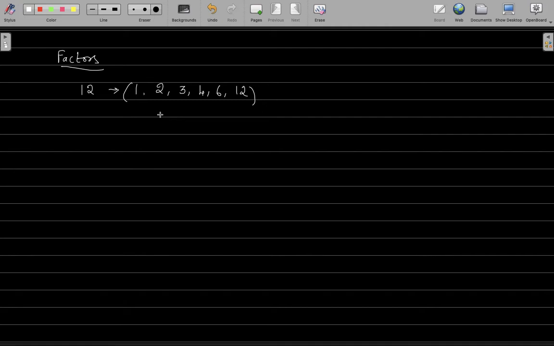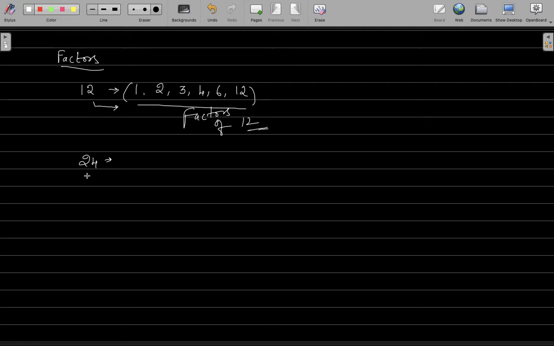What do I mean by divides this number exactly? I mean that when we are dividing this 12 by these numbers, they don't leave any remainder. Or I can say that 12 is exactly divisible by these numbers, that is 1, 2, 3, 4, 6 and 12. Or I can say these numbers are factors of 12. Right?